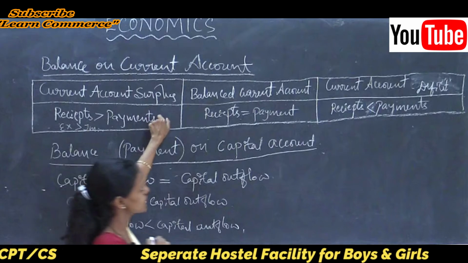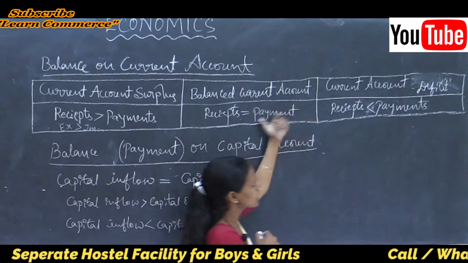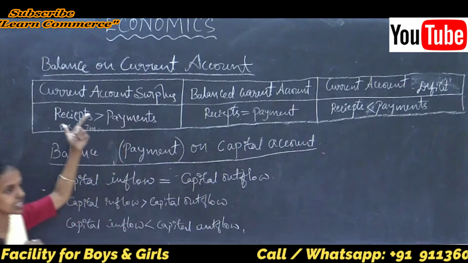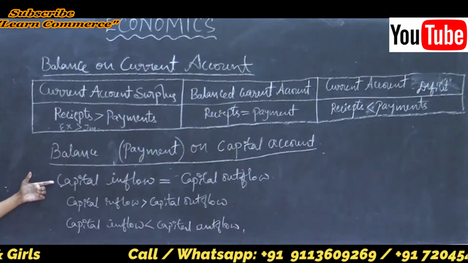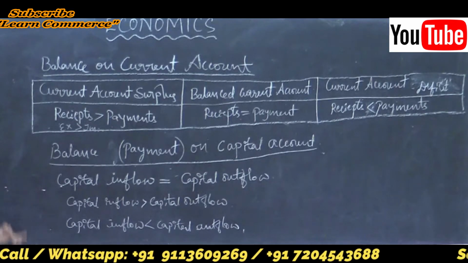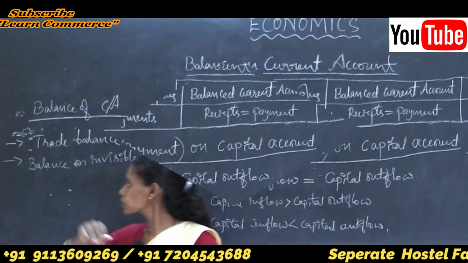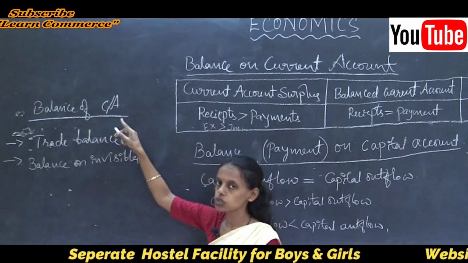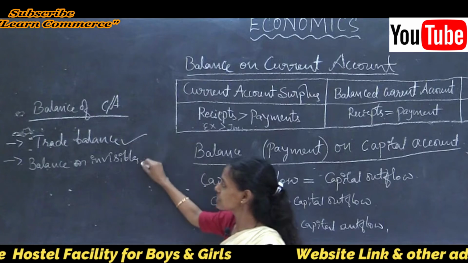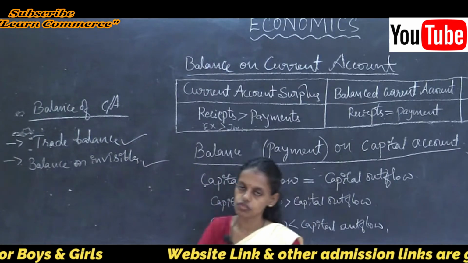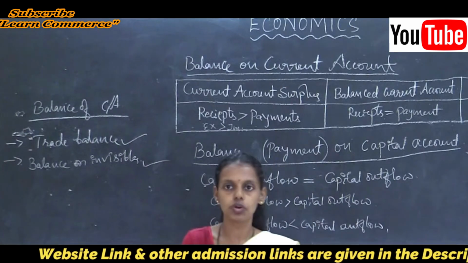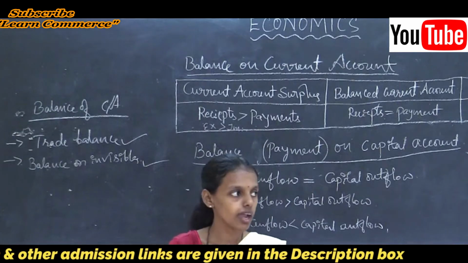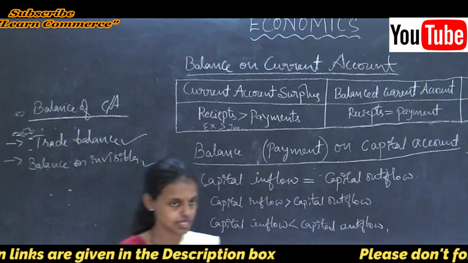Surplus balance of trade, deficit balance of trade and balanced balance of trade in current account. Next one, what are the balances included in current account? Balance of current account includes two types: trade balance and balance on invisibles. Trade balance is export and import balance, and balance on invisibles.